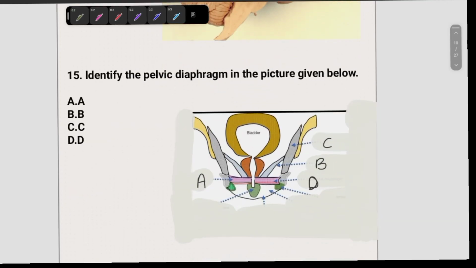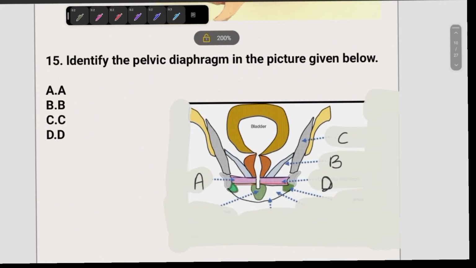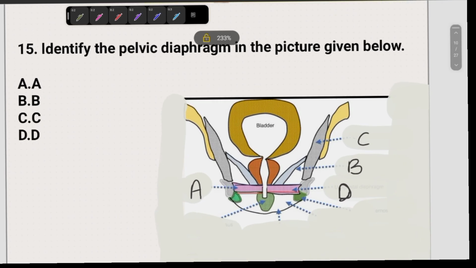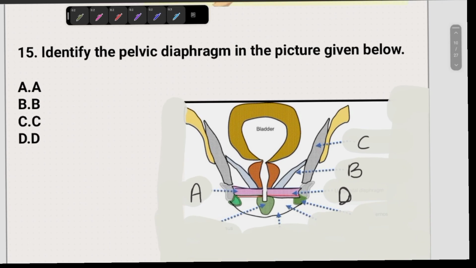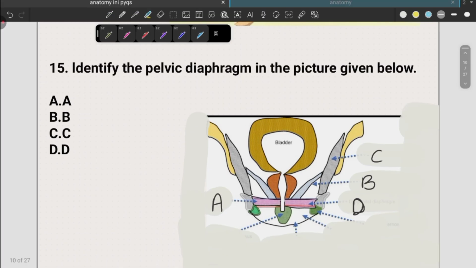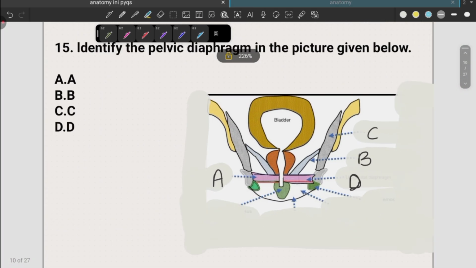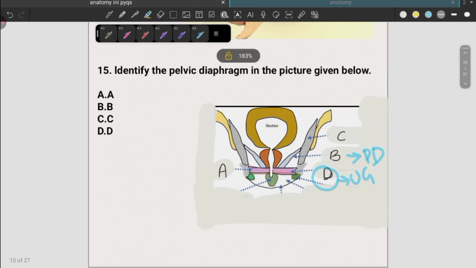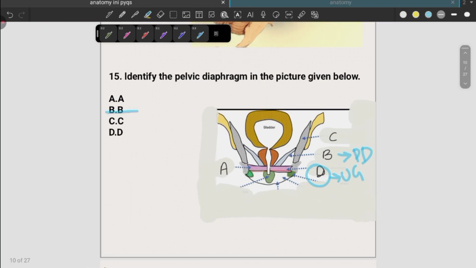Next, coming to the 15th question: identify the pelvic diaphragm in the given picture. You know there is a urogenital diaphragm and a pelvic diaphragm. Two diaphragms are there. After the perineum, this diaphragm will come. So this is actually a deep structure. The pelvic diaphragm is the deep structure. Which is the pelvic diaphragm? Here D is nothing but the urogenital diaphragm, whereas B is the pelvic diaphragm. So B is the answer for this.